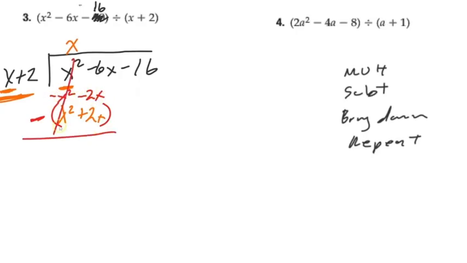And then when we add, these cancel out, and I get negative 8x. Bring that down, minus 16. Just like normal long division. We multiply, we subtract, then we bring down. And then we just repeat the process.